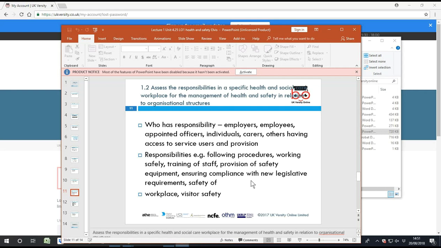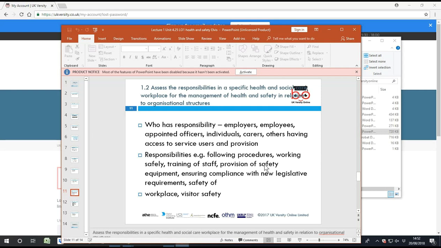Now, responsibilities. When we say responsibilities, it's simply following procedures, working safely, having training of staff, and provision of health and safety equipment, ensuring compliance with the new legislative requirements in order to ensure safety of the workplace for themselves, for residents or staff, and even for visitors.